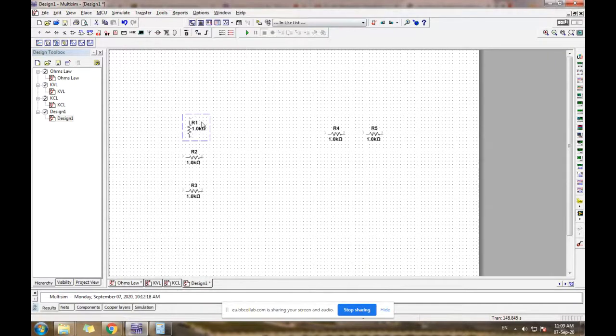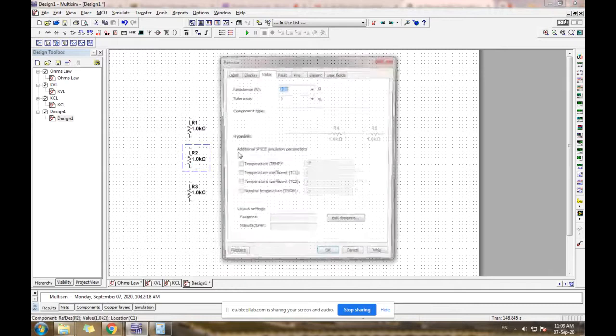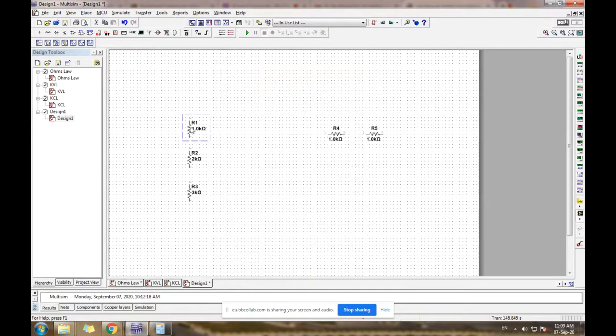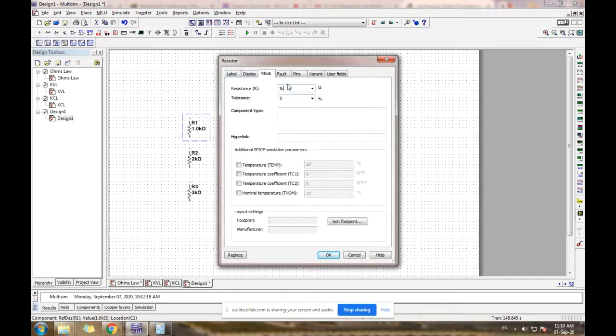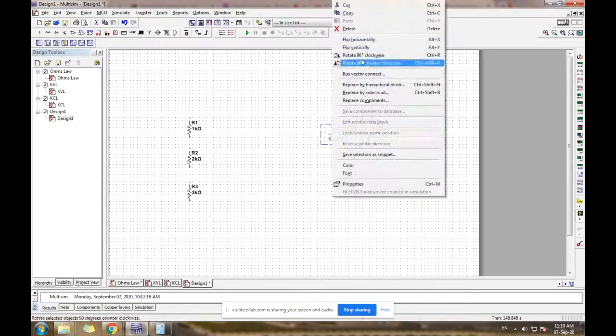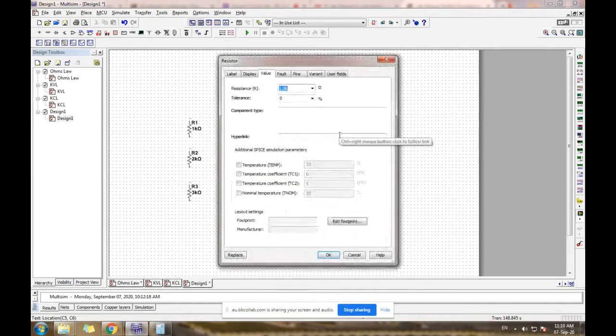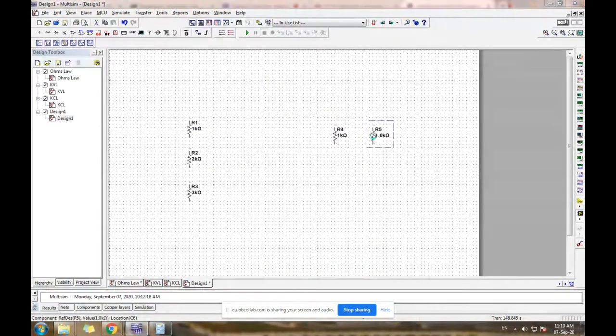Rotate clockwise. So this value is how much? It is 1 kilo. This value should be 2 kilo. This value should be 3 kilo. And this value is 1.0 or 1 kilo, it is the same, right? Also we need to rotate this. So what is the value for this? It is 1 kilo. Change the value, double click. This is 2 kilo.